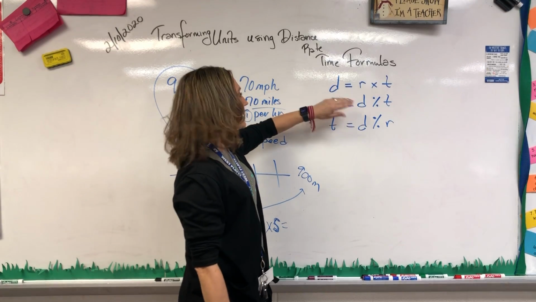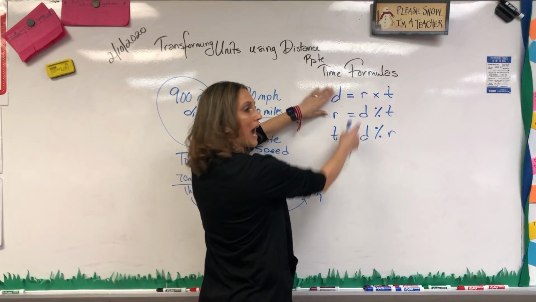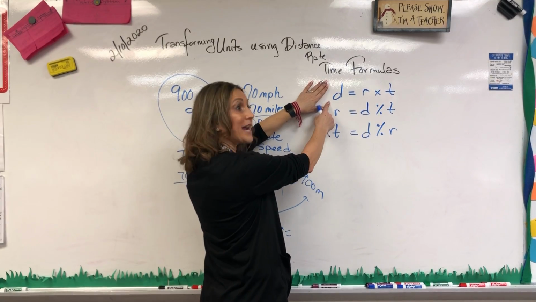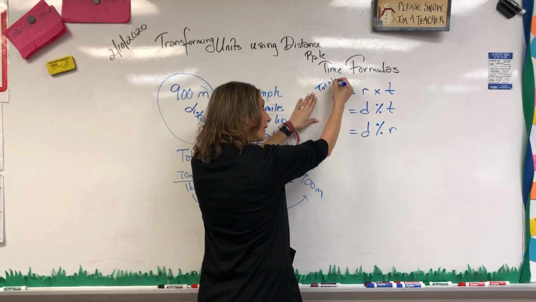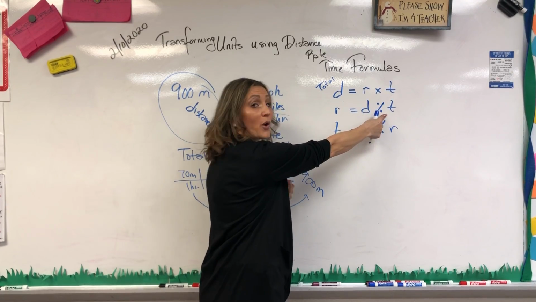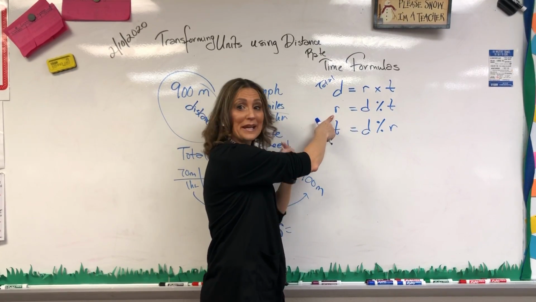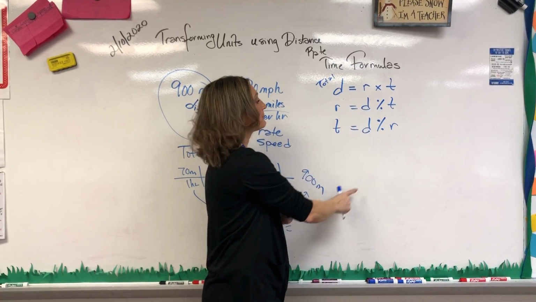Distance. If I do not know the distance, but I have the rate and the time, I'm going to multiply those things to find my total. If I already have the total, the distance I went, and I know how long it took me, I need to know how fast or what speed I went at to get that answer.